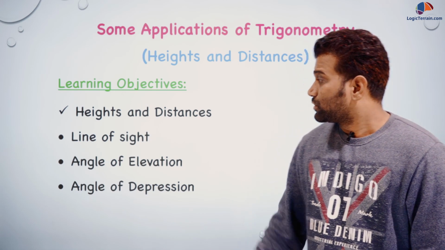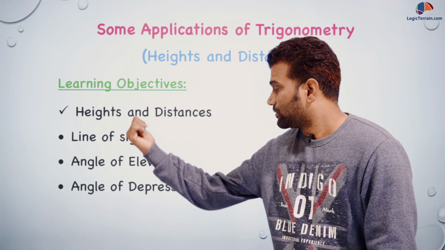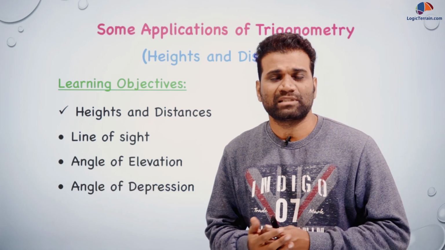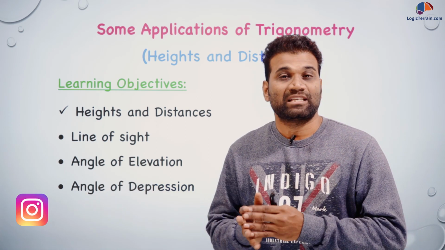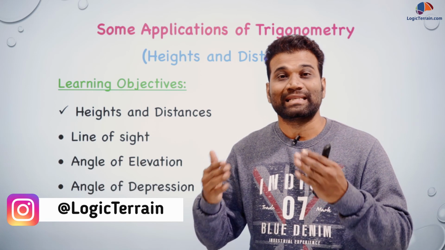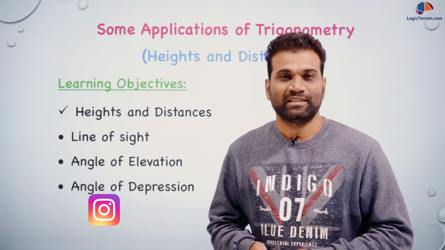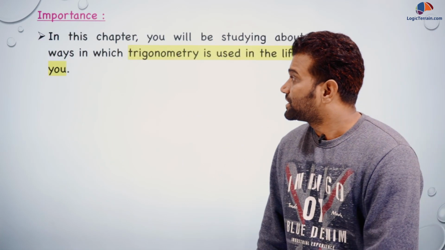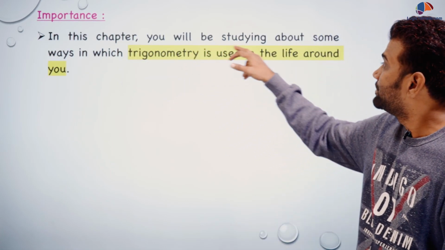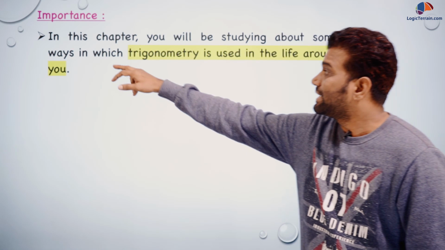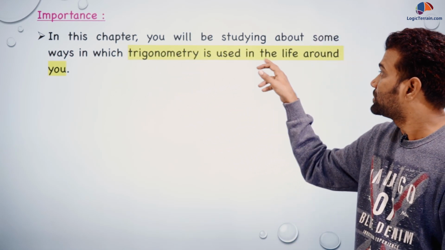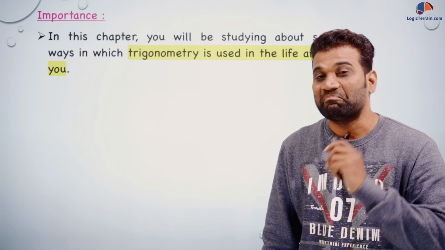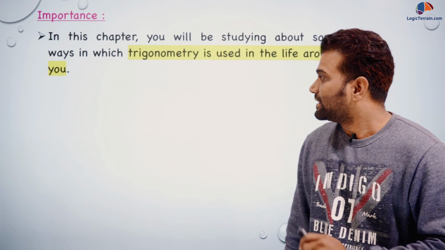Before we go into detail, you might have some questions. What is the importance of this chapter? What is the need of learning this chapter? Let's have a look. Here is the importance. In this chapter, you will be studying some ways in which trigonometry is used in the life around you. This is one of the main objectives.